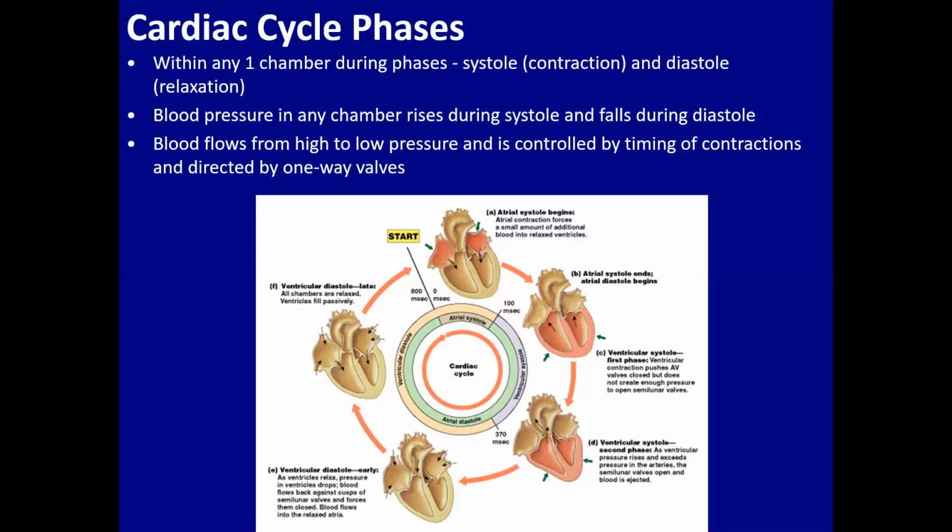All chambers are relaxed. That means blood is passively coming into the ventricles, and you have blood entering the atria from the pulmonary arteries and from the pulmonary veins, and you have blood entering from the inferior and superior vena cava.